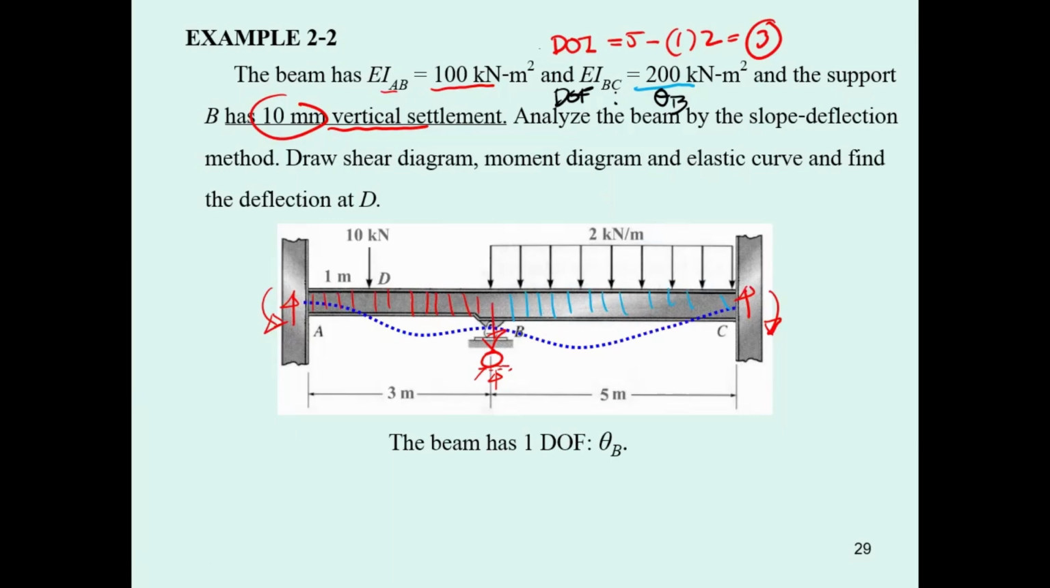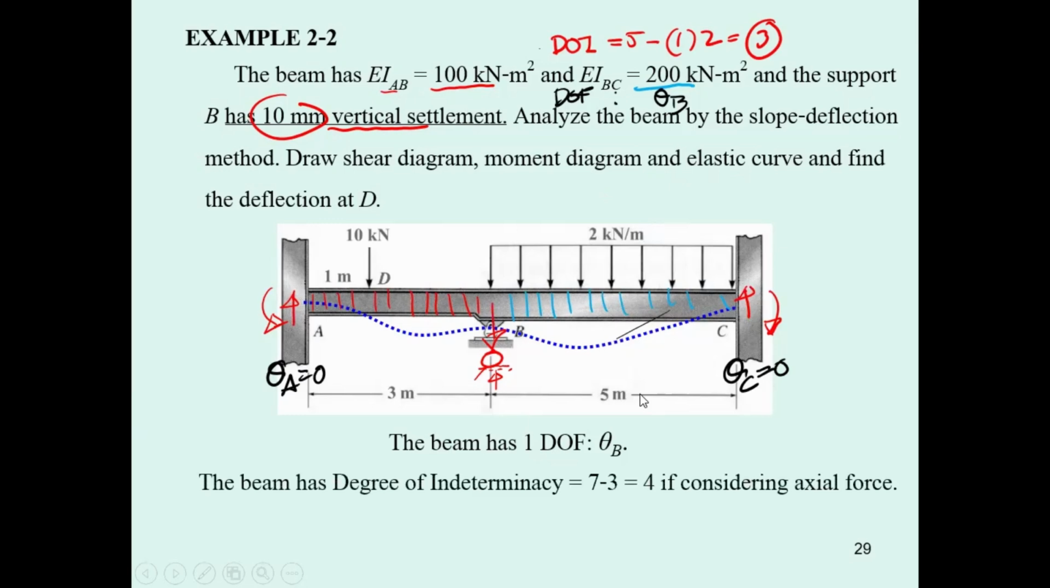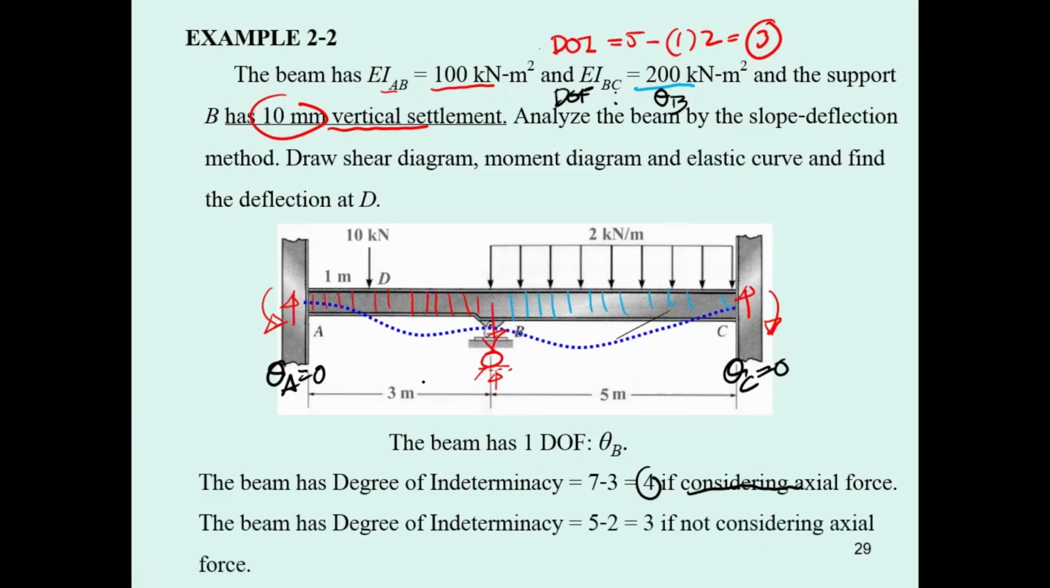Okay, now you may imagine the elastic curve like this one, but if you want, it's okay. And following this one, you will have theta sub A equal to 0, theta sub C equal to 0, only theta sub B. The degrees of freedom are 4 if you consider axial deformation, and it's going to be 3 if you do not consider the axial deformation.